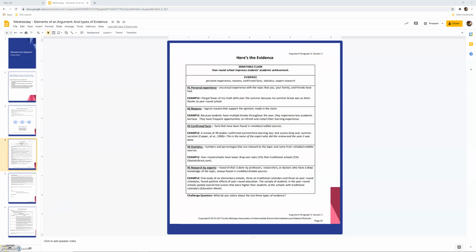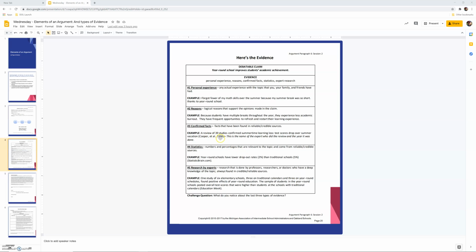Number 3 on our chart is confirmed facts. This is a very strong form of evidence. These are facts that have been found in reliable and credible sources. An example of this would be a review of 39 studies confirmed summertime learning loss. Test scores drop over summer vacation.